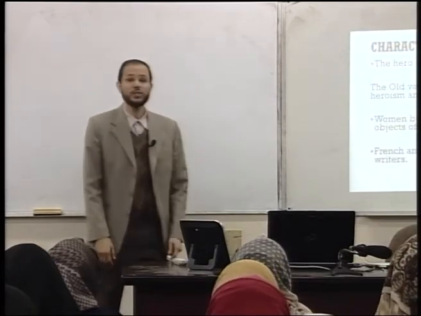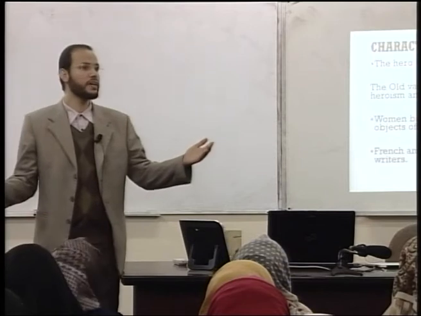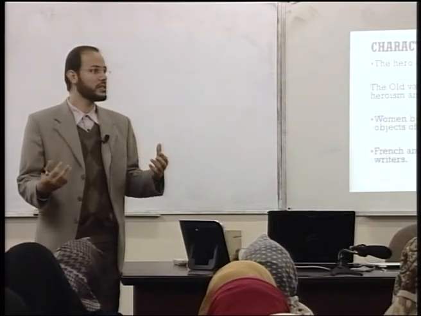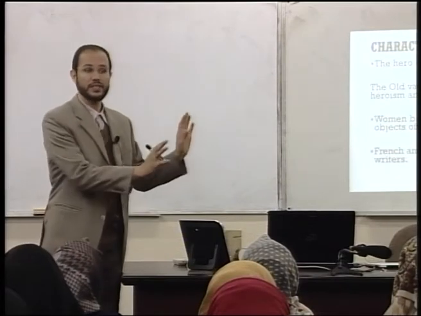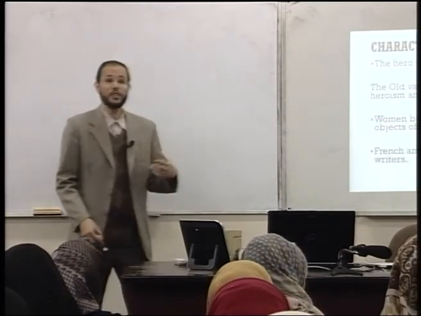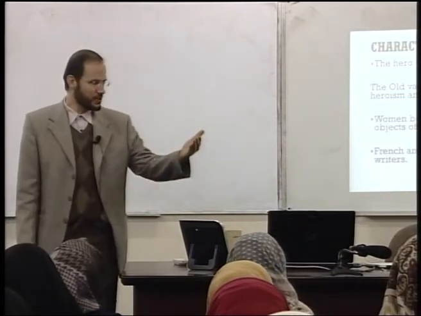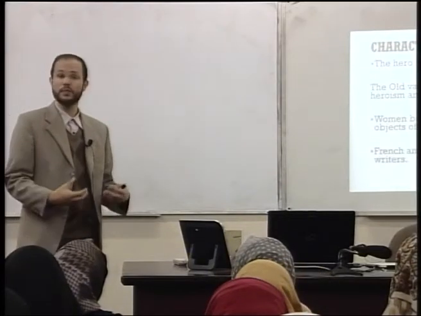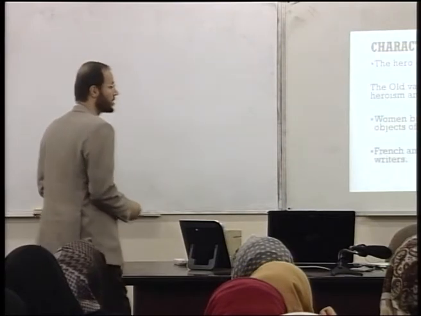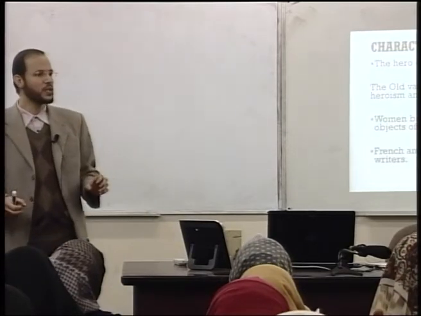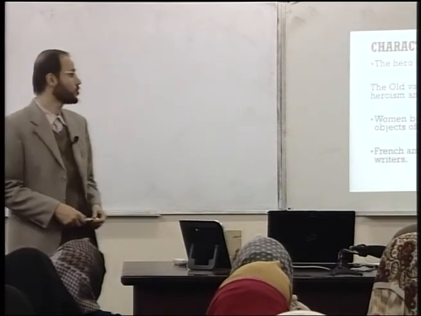So going back to that class, we see again the major themes, major issues. Number one, the old English hero has become a man of love, a man of romance, a man interested in collecting money, a man interested in improving his own personal status rather than sacrificing himself for the society, for the people. And then old values of religious idealism. We've seen how Caxton, remember, we must praise God. These pure, idealistic religious values have started to change, and people started to look for worldly gains. Women started to appear first as objects of desire, but later on, once in a while, there were strong women. We've seen this in Chaucer himself.